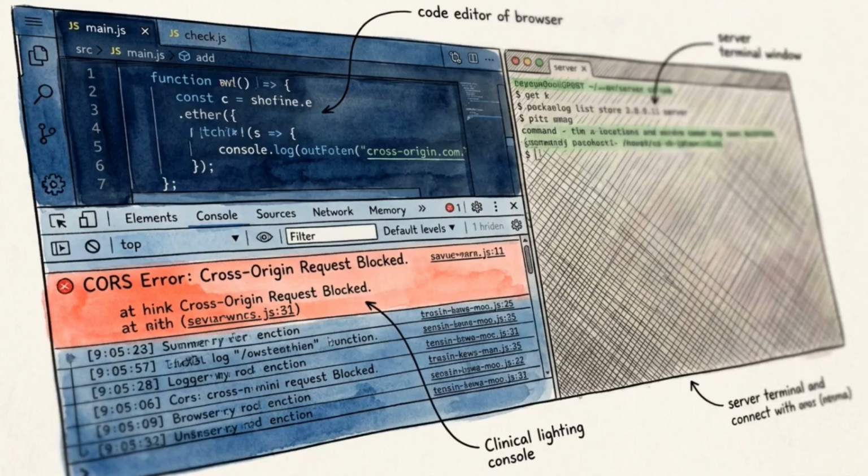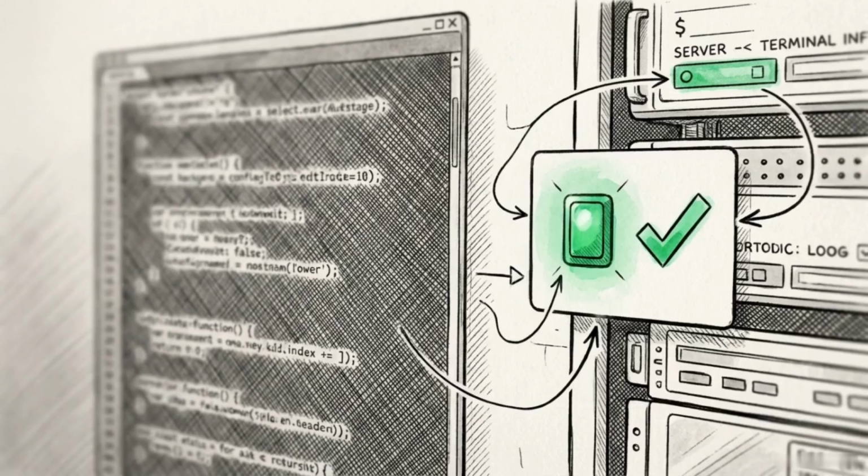You write a standard fetch call, hit execute, and the browser console instantly bleeds red, a CORS error. But if you check the backend logs, the server reports an HTTP 200 success.